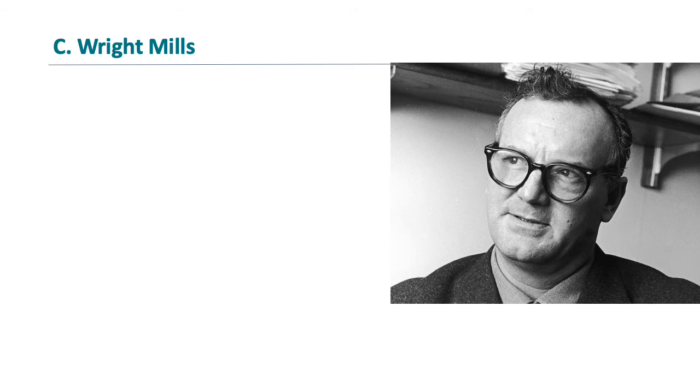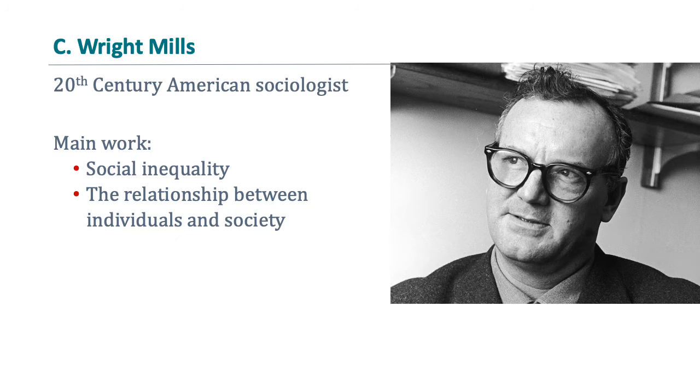In order to understand the sociological imagination, we first have to learn about the theorist who coined the term. The image of the person in this slide is C. Wright Mills, and he is a 20th century American sociologist. He is the one that came up with the sociological imagination. His main work included social inequality and studying the relationship between individuals and society.